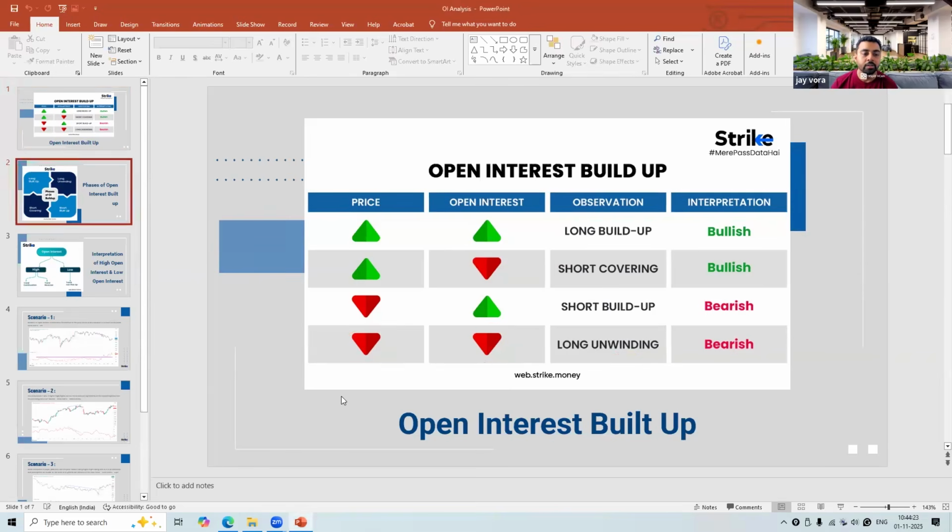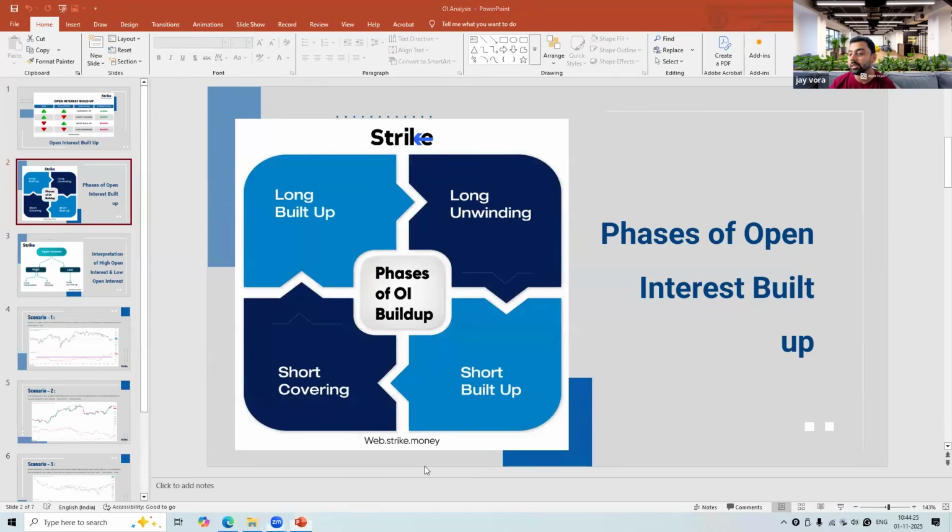Now, in open interest, what I've observed is that there are 4 phases that happen. There is stage 1, then stage 2, which is long unwinding, and now I'll explain how to think about it. This is stage 3, which is short build-up, and this is stage 4, which is short covering. Now you think of it this way.